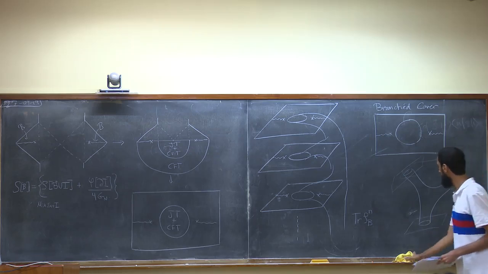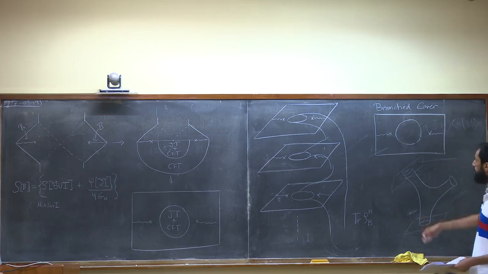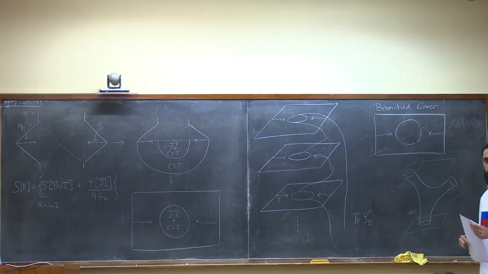Okay, so this is what this thing looks like. But you can work on the branched cover. So these are almost lessons in Euclidean signature. Yes.